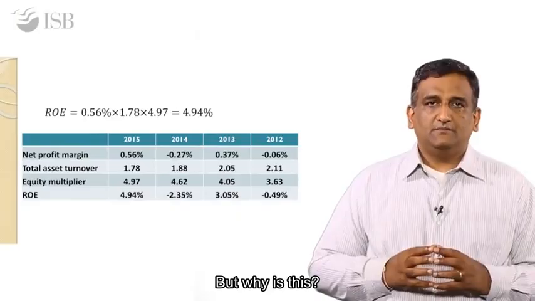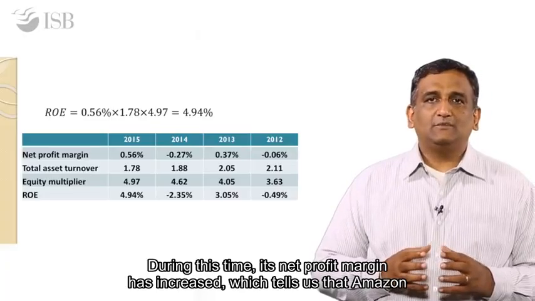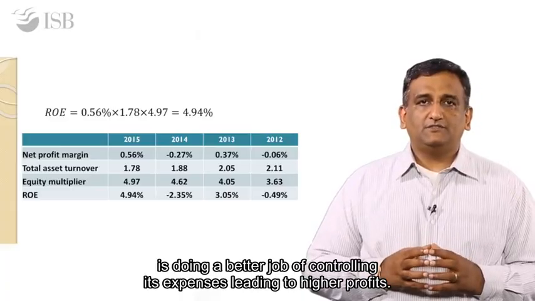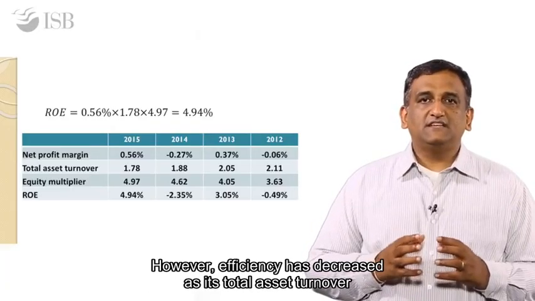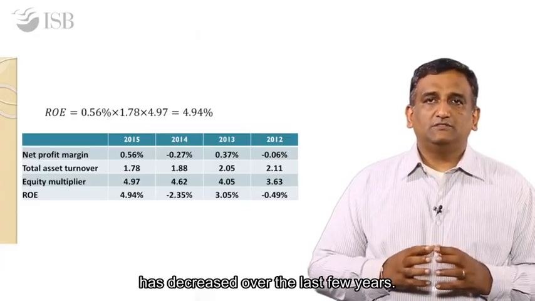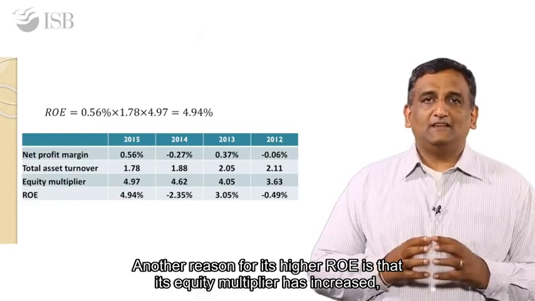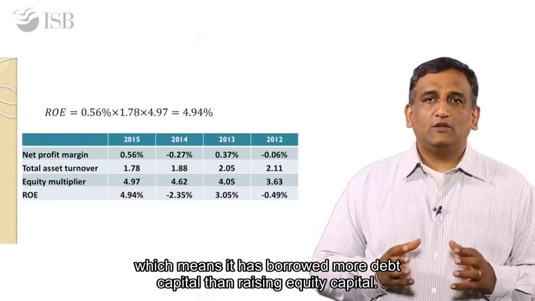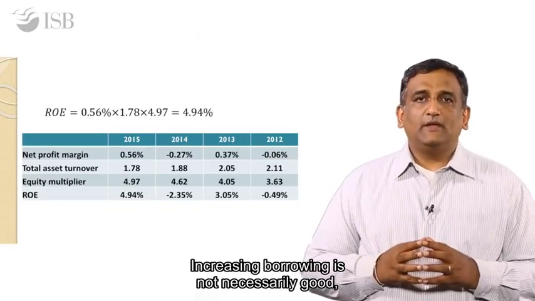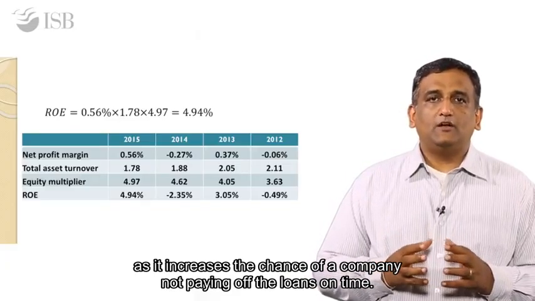But why is this? During this time, its net profit margin has increased, which tells us that Amazon is doing a better job of controlling its expenses, leading to higher profits. However, efficiency has decreased as its total asset turnover has decreased over the last few years. Another reason for its higher ROE is that its equity multiplier has increased, which means it has borrowed more debt capital than raising equity capital. Increasing borrowing is not necessarily good, as it increases the chance of a company not paying off the loans on time.